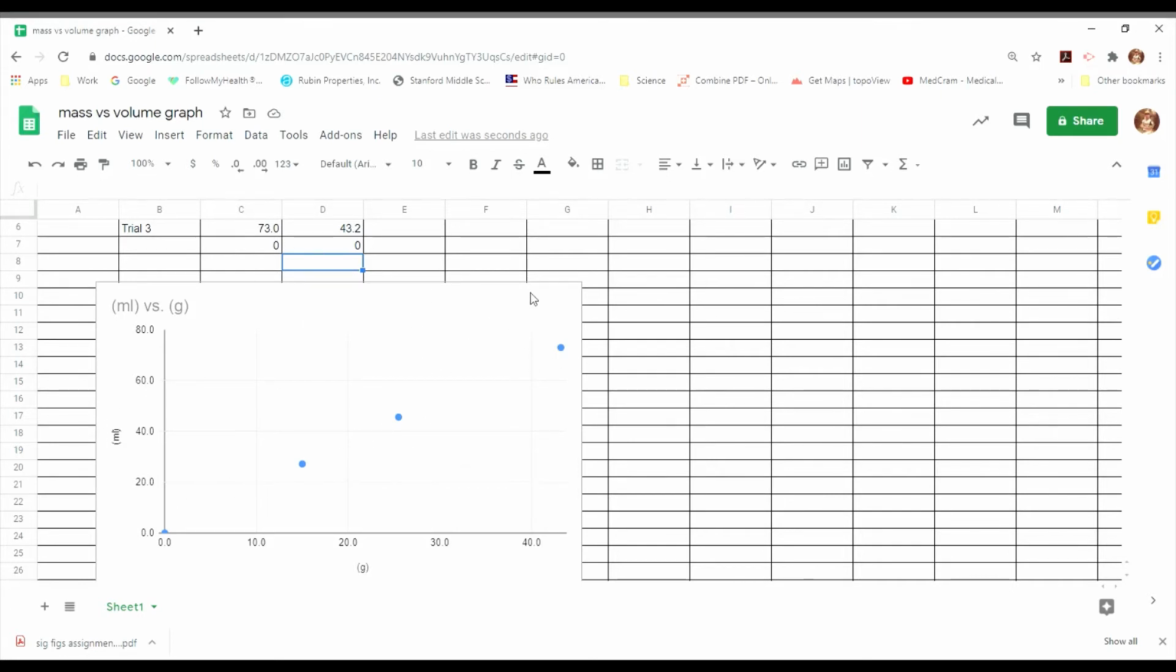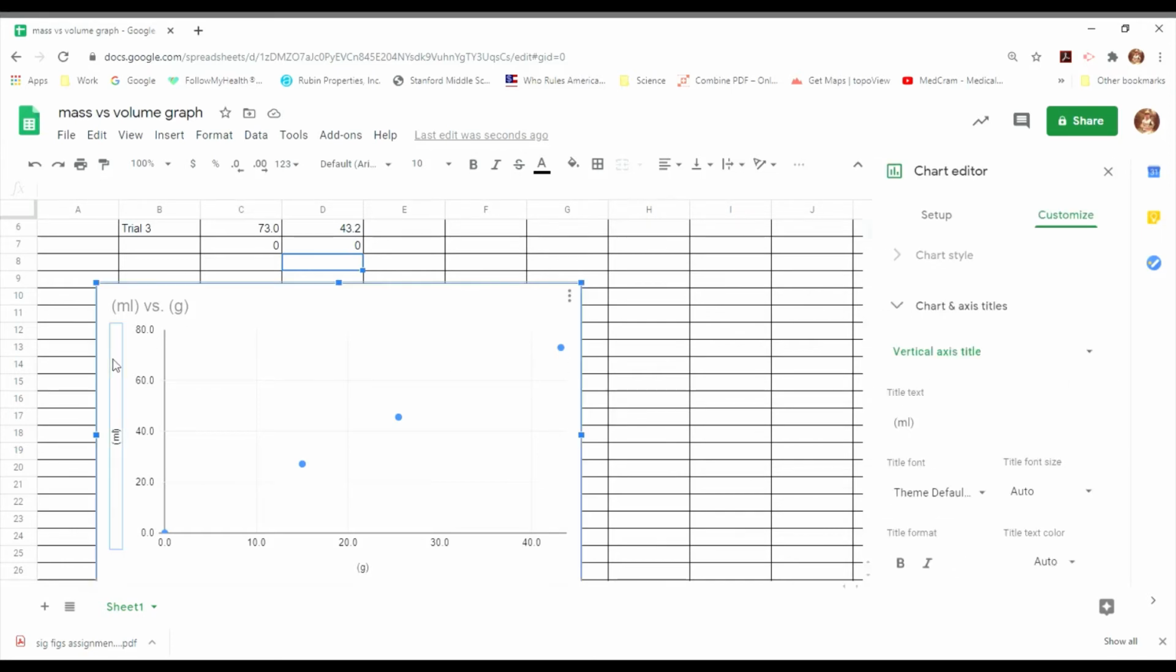So by doing that, once again, I got rid of my chart editor. It disappeared. So I go ahead and double click back on it. Okay. So now we've got our points on our graph, right? And you'll notice that we have numbers here, and these are grams and milliliters. If you go to customize, so that's the setup. The customize here kind of tells us where you're going to be able to write things out.